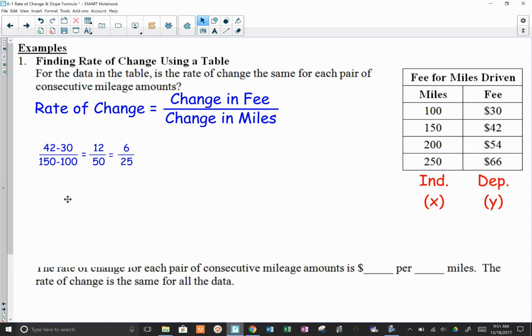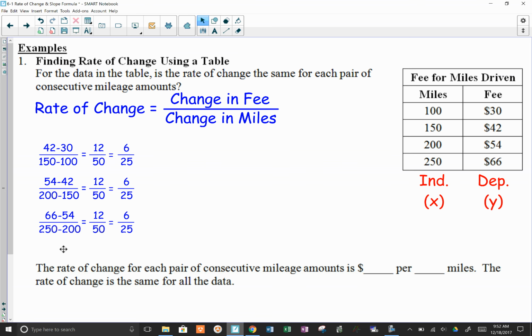So the rate of change right now is 6 over 25 for the top two rows. Now if we do the middle two rows, the 150 miles and the 200 miles, that would again simplify to be 6 over 25. And then if you do the bottom two rows, we get the same 6 over 25. So this tells us that we do have a rate of change, a constant rate of change.